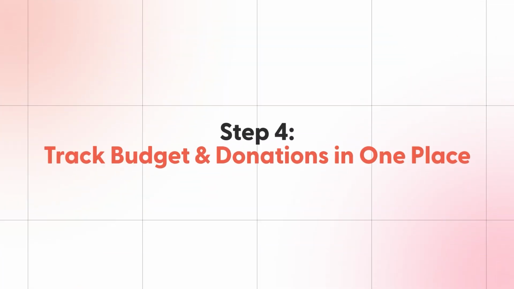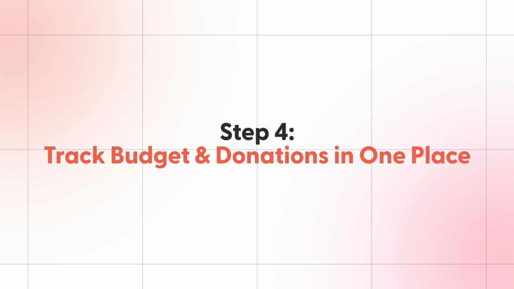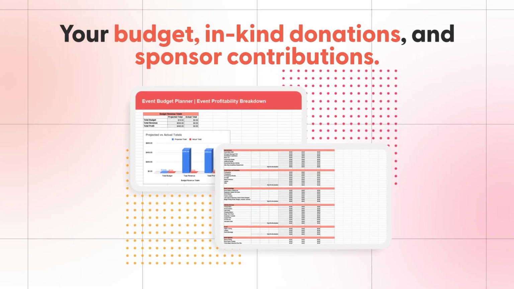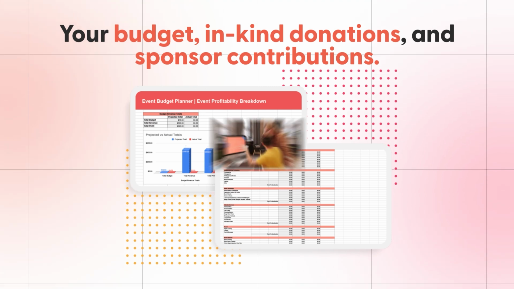Step 4. Track budget and donations in one place. Build in a section for tracking your budget, in-kind donations, and sponsor contributions. Keep your financials transparent and easy to access.